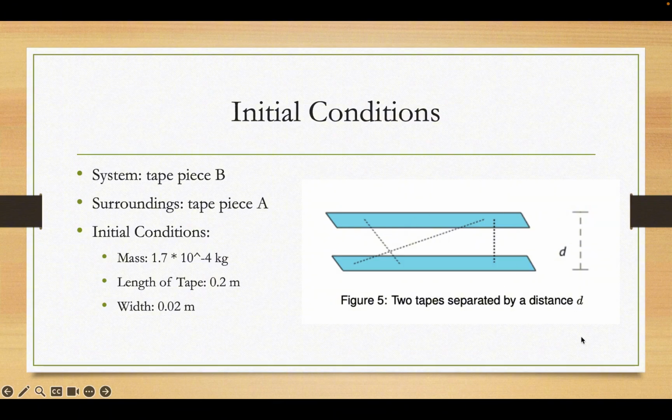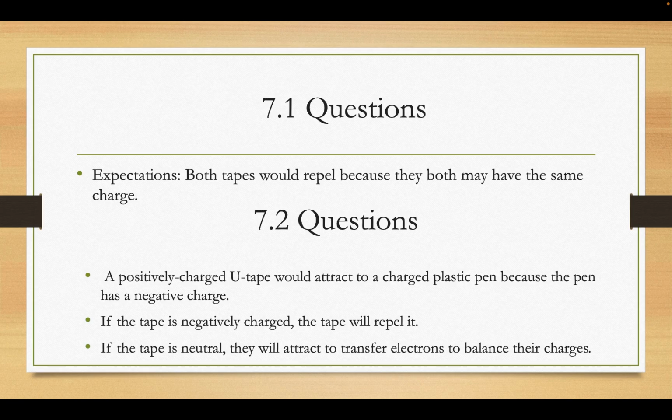Initial conditions: the mass of each tape was about 1.7 times 10 to the negative 4 kilograms. We standardized the length of the tape, making it 0.2 meters or 20 centimeters, and the width of the tape is 0.02 meters. In the lab, we had 7.1 and 7.2 questions.